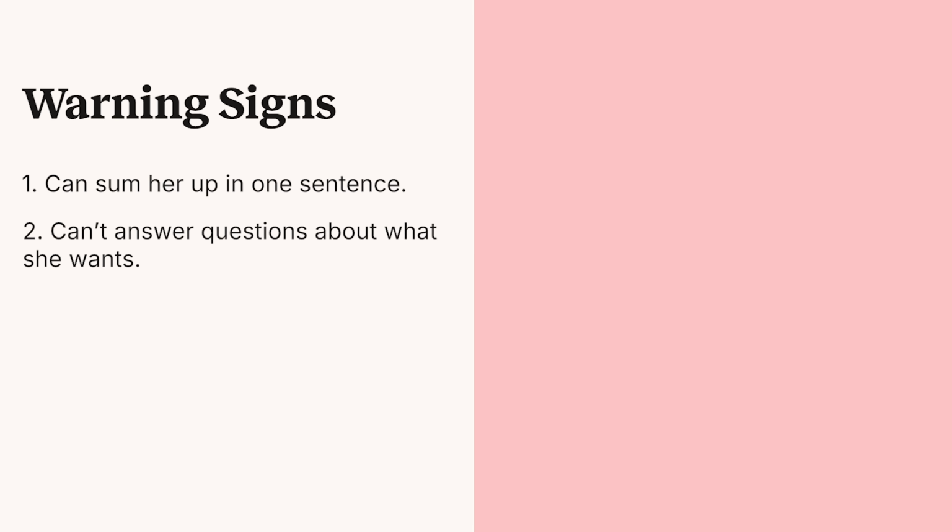Here are some warning signs that you might have made this mistake. First, you can sum up this character in one sentence about the story's theme, but not about her as a person. She represents courage or symbolizes the mother's wound. You can't answer questions like, what does this character want? What are her flaws? If you've made this mistake, here is how to fix it.